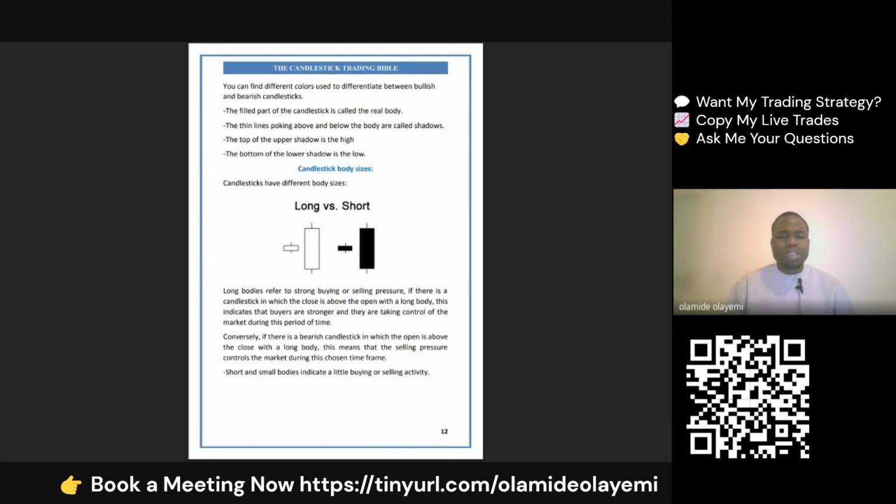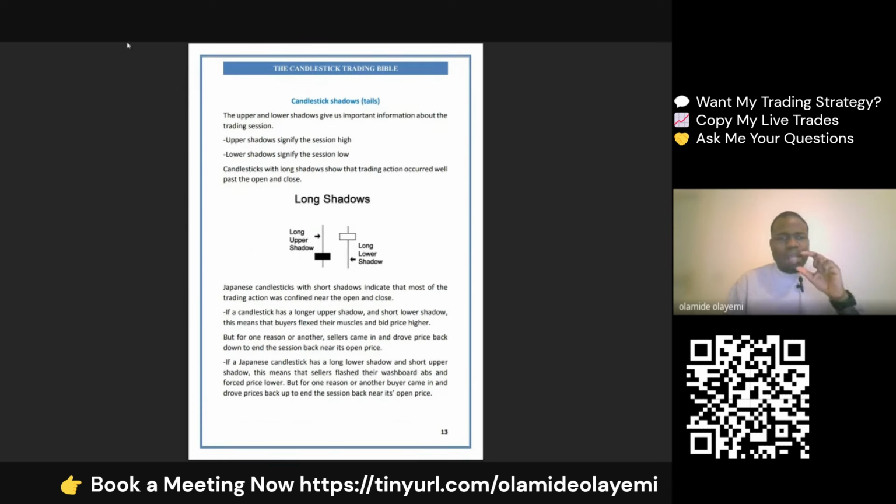But now, what if this is happening? It means that there's less competition between the buyers and sellers. There's no drastic buying and there's no drastic selling. That is just what I want you to understand about why some candlesticks are long and why some candlesticks are short in size. So, let's quickly look at another important area, which is the long shadow.